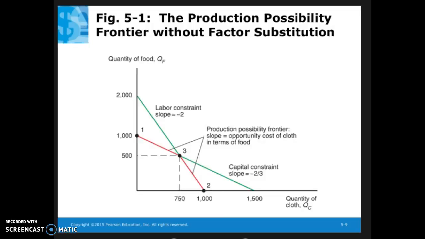And here's the production possibility frontier without factor substitution, where we have the labor constraint with a slope of -2 and a capital constraint with a slope of -2/3. And then you see point 1, where we're producing 0 cloth and all food. Point 2, where we're producing all cloth and no food. And point 3 is where the two production possibilities constraints intersect.